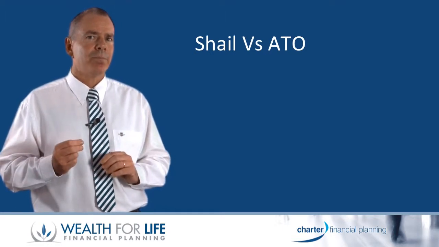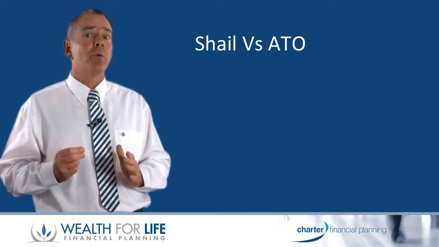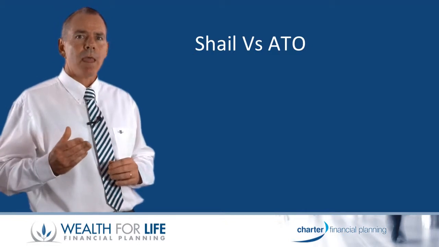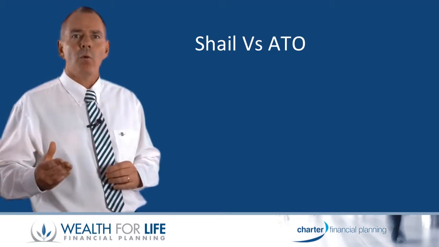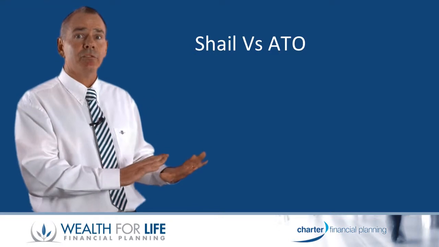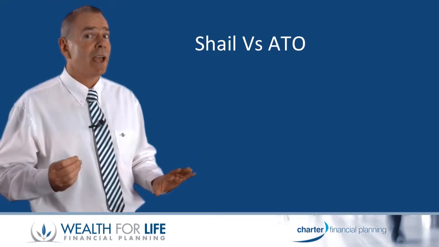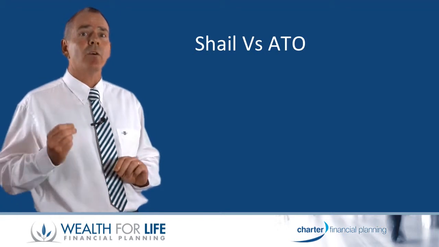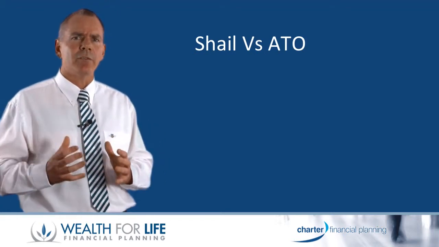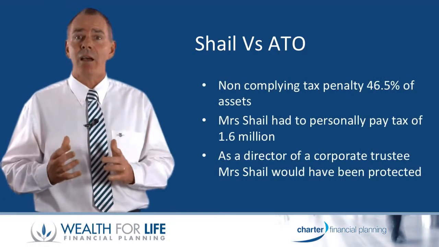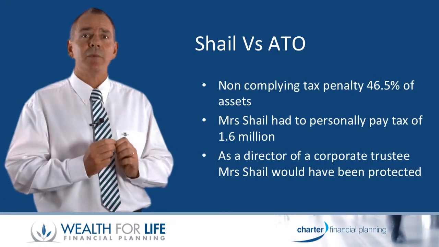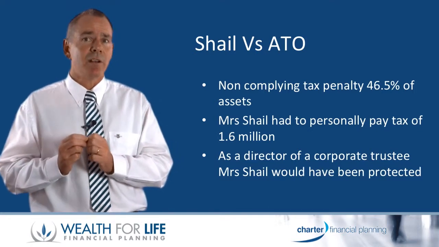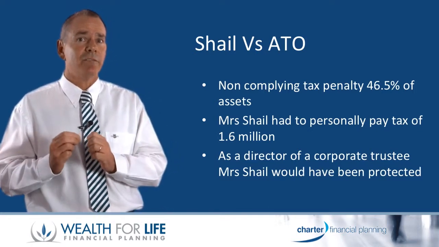The SMSF had assets totalling around $3.5 million. Mr. Shale sold and withdrew almost all the assets of the SMSF and left Australia. Mr. Shale was not eligible to have withdrawn his superannuation as he had not met a condition of release. After several years of court cases and appeals, the ATO successfully made the SMSF non-compliant and imposed a tax penalty of 46.5% of the assets of the SMSF.